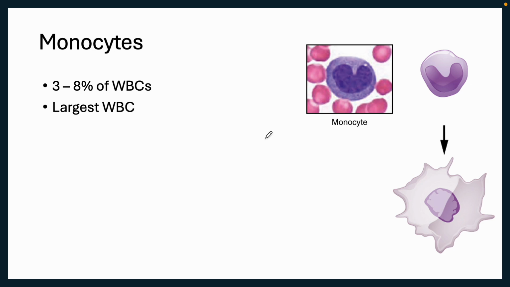Monocytes account for 3 to 8% of the white blood cells. They are the largest white blood cells, and they appear pale blue in the cytoplasm. You'll notice that they have a kidney-shaped nucleus. They are cells that will transform into what are known as macrophages, or big eaters. So when they are in the blood, they are monocytes, but when they move into tissues, they become these mobile phagocytic cells that defend against viruses, intracellular bacteria, and chronic infections.